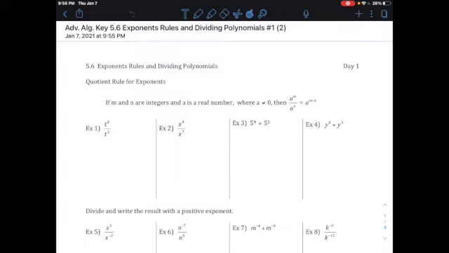Now make sure you write down the things that are covered in red. On your notes there's a red line, so fill them in. If m and n are integers and a is a real number, where a does not equal 0, then a to the m power over a to the n power is a to the m minus n.